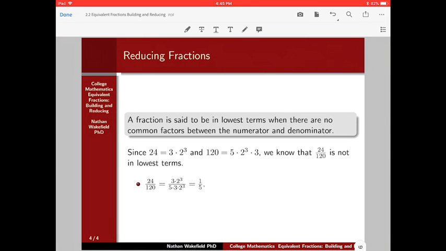Therefore, 24 over 120 is not in lowest terms because there are factors in common. Specifically, you'll notice that both of these have a 3 and both have a 2 to the 3rd power. And so I can cancel those out, and I'm left with 1 over 5.